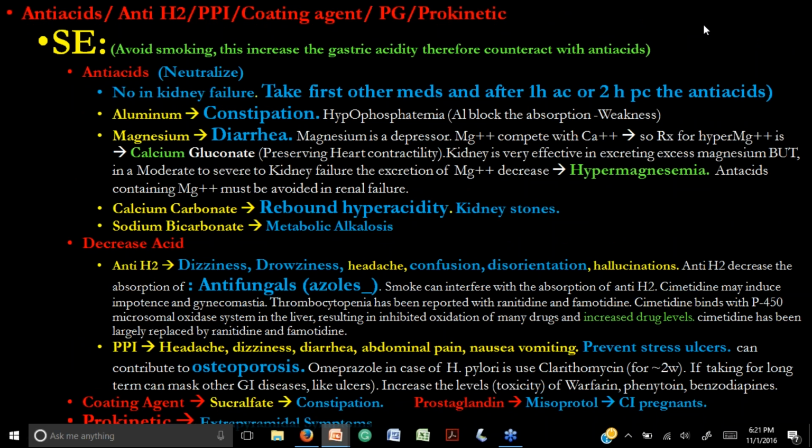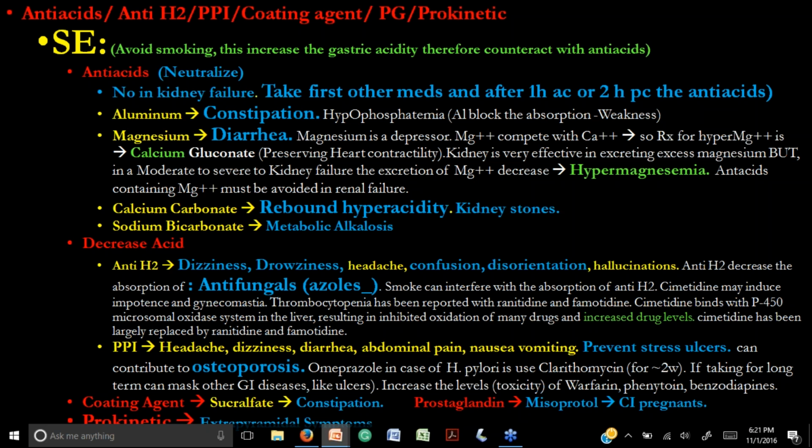And this is a very important part of the class. So please, we are going to talk about the side effects that are actually high yield for exams, midterms, etc. So side effects. One thing is that in general, we need to avoid smoking. So that is going to increase the gastric acidity and is going to counteract. So it's going to be the opposite effect as antacids. So antacids, what is the mechanism of action? It's going to neutralize the acidity.